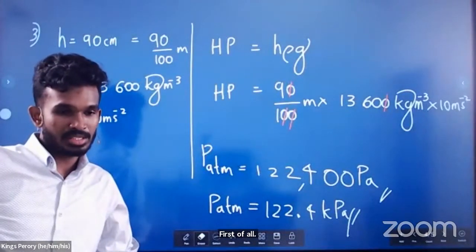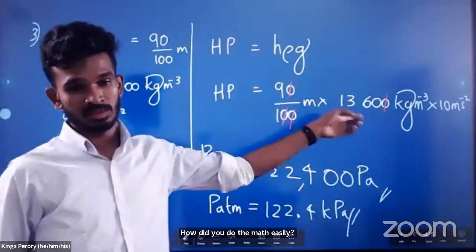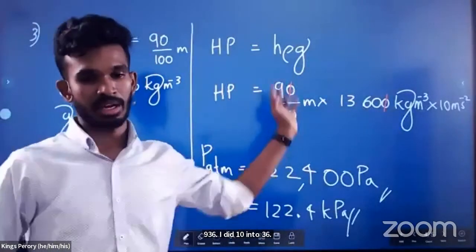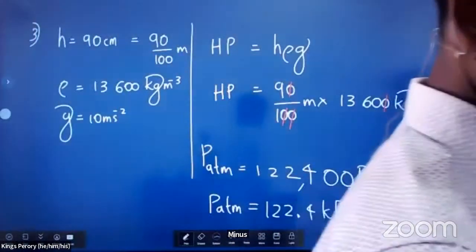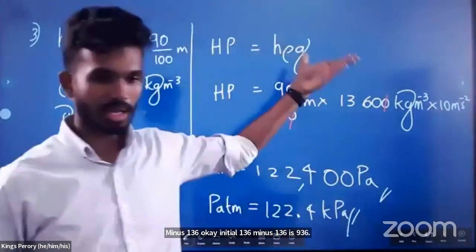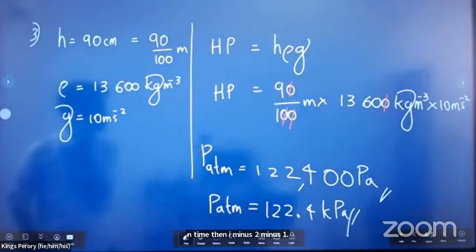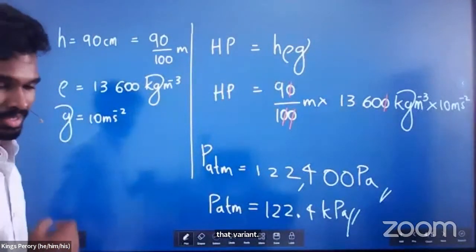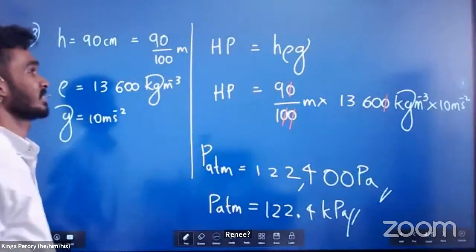How did you do the maths easily? The maths part is, oh, 9 into 136. No, I did 10 into 136 minus 136. 10 into 136 minus 136 is 9 into 136. 10 times, then I minus 2, minus 1. That way I went. The maths part is however there. You can't ignore it. Maths will come everywhere.